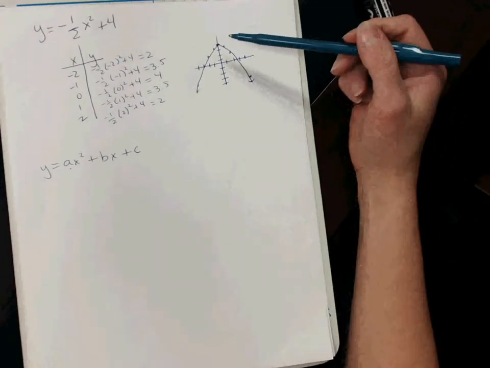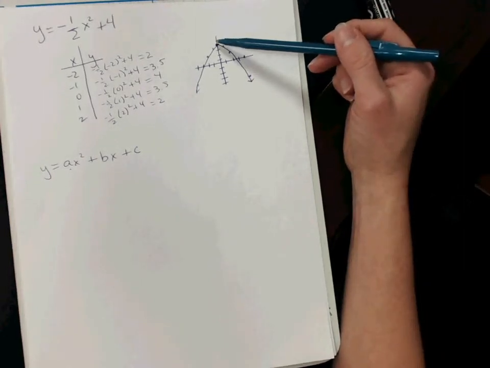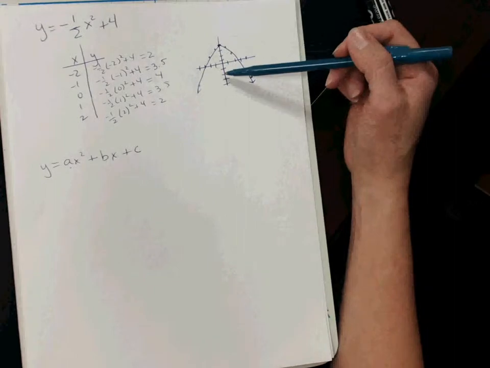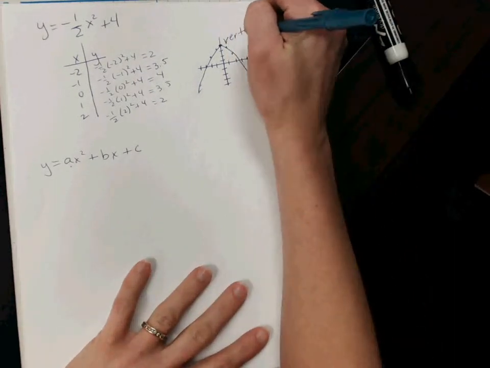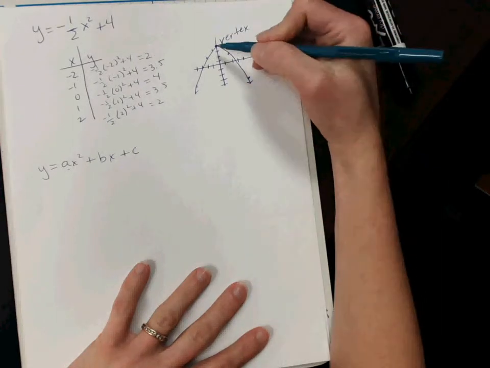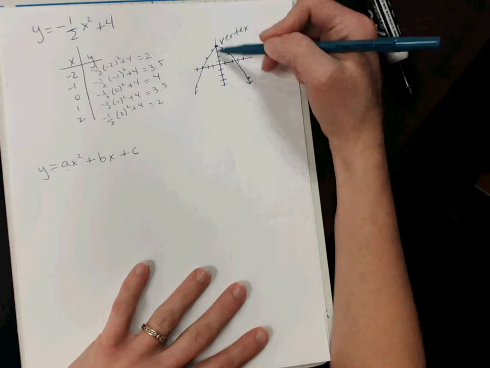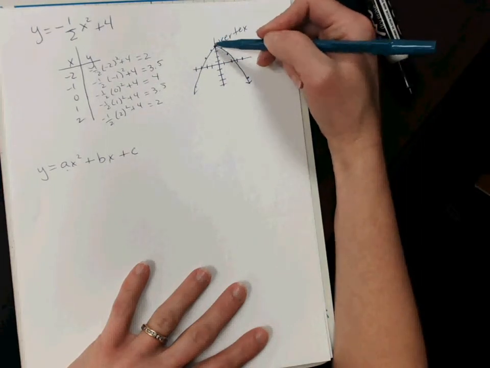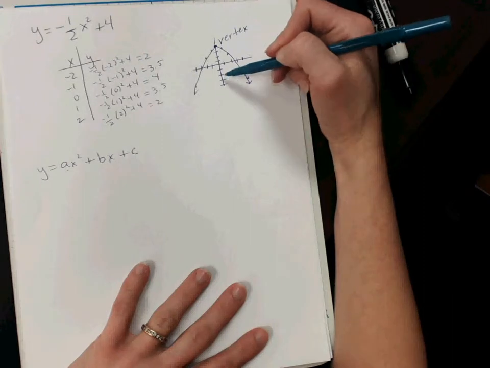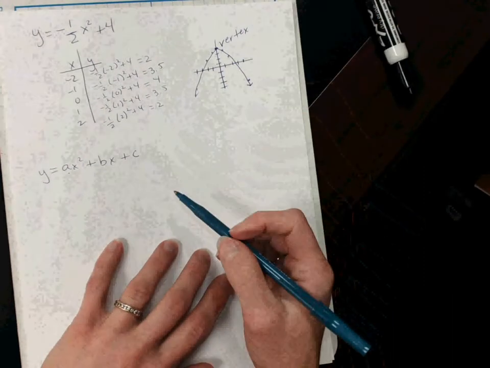Now, one thing I didn't mention is this top point here. It's either the very tip top of our parabola or the very bottom. It's called our vertex. So this is our vertex. Notice on all the ones we've done so far, our vertex is on the y-axis, and it's symmetric around that. So we would call, in this case, our y-axis the axis of symmetry.